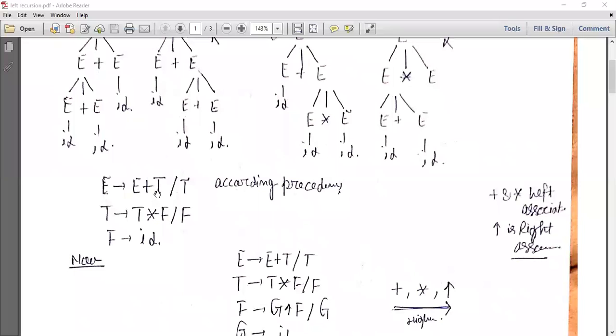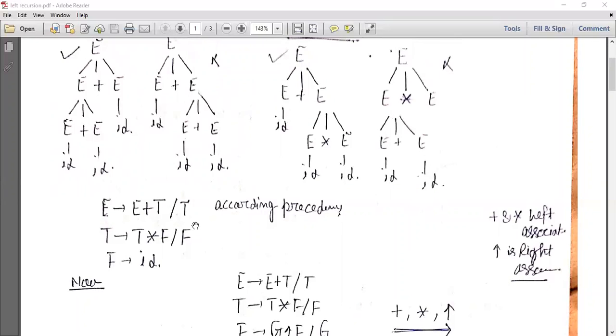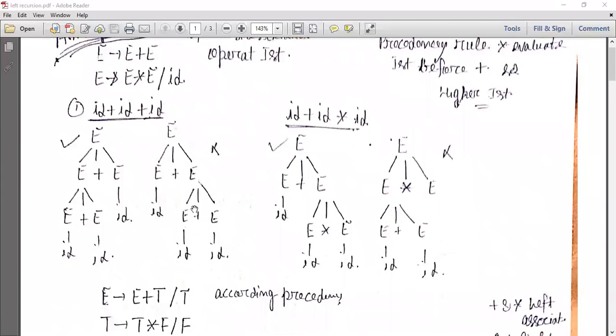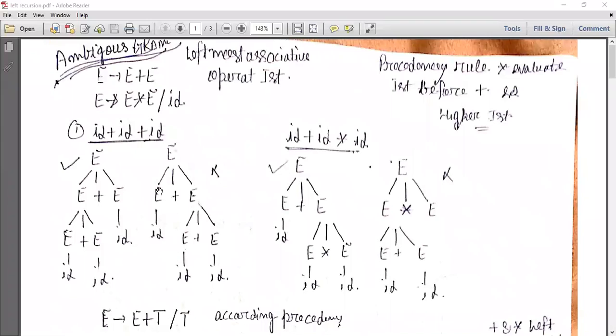E tends to E plus T. If we take care of this part, on the left hand side, E is a non-terminal symbol. We check whether this E occurs on the left hand side or right hand side. If it occurs on the left hand side of the plus, then the plus is left associative for E. If this E occurs on the right hand side, then this plus is right associative for E. I feel this is clear to you: what is left associative and right associative.